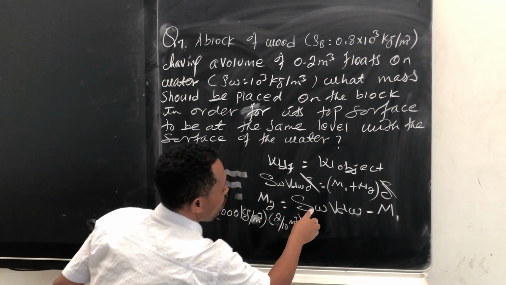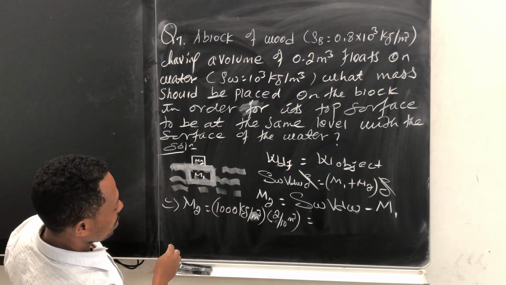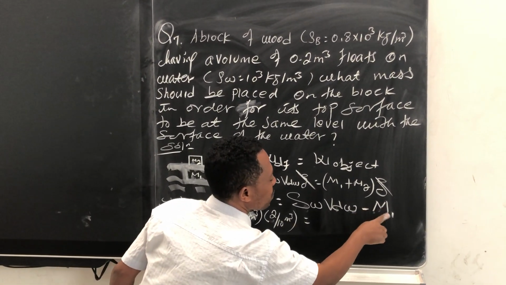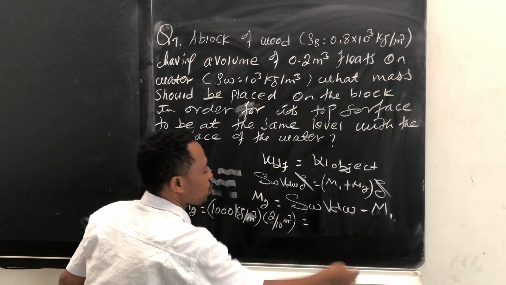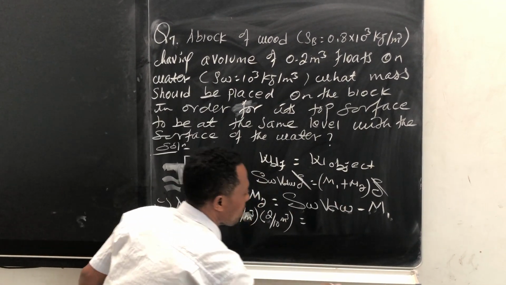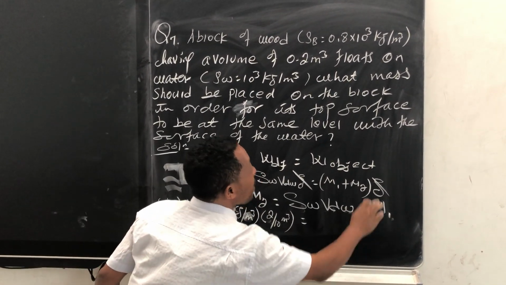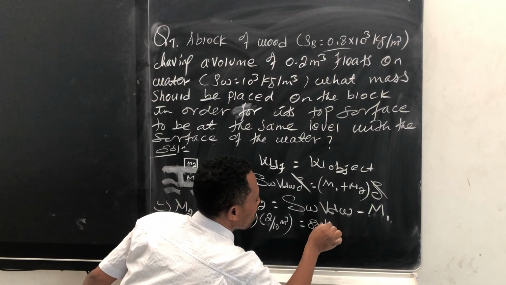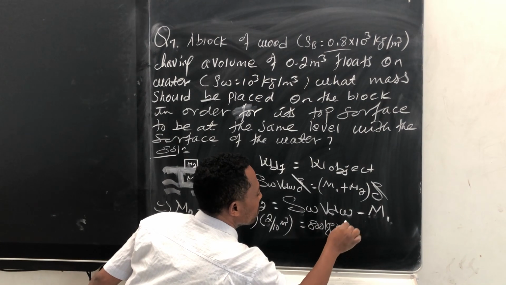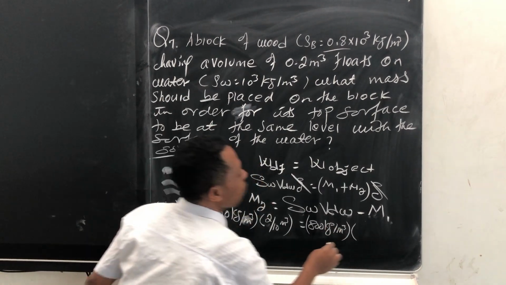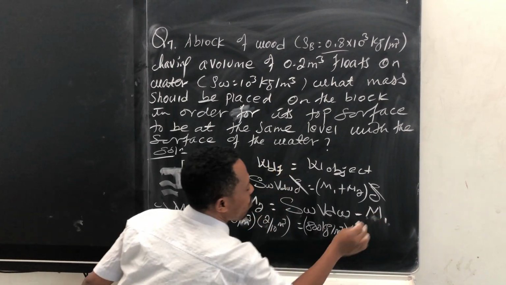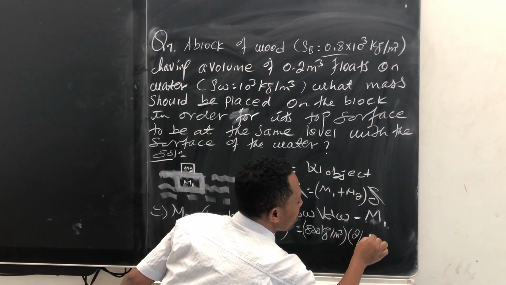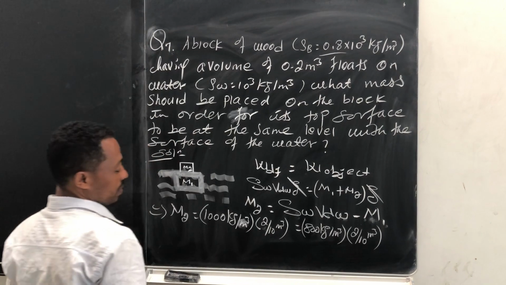And then mass 1 means the density of mass 1 times the volume of mass 1. The density of mass 1 is 800 kilogram per cubic meter, times the volume of mass 1 or block 1, which is 0.2 or 2/10 cubic meter. That's all.